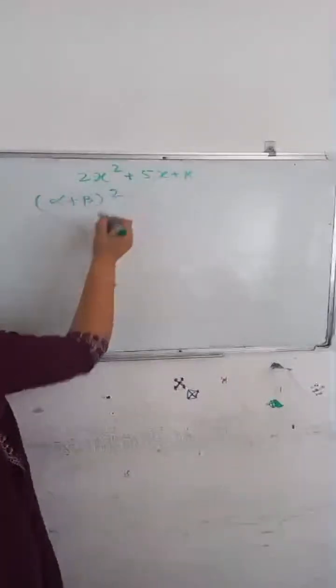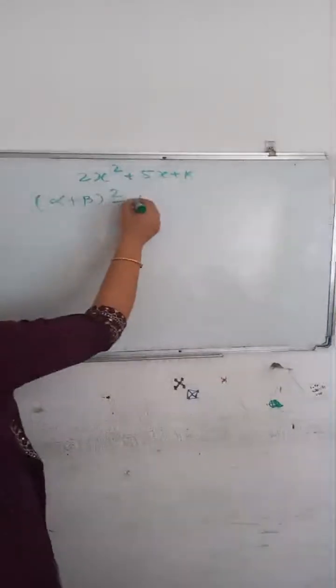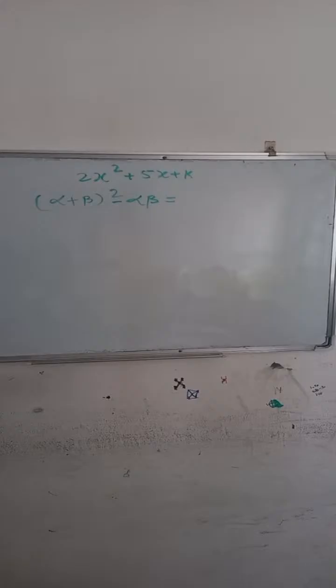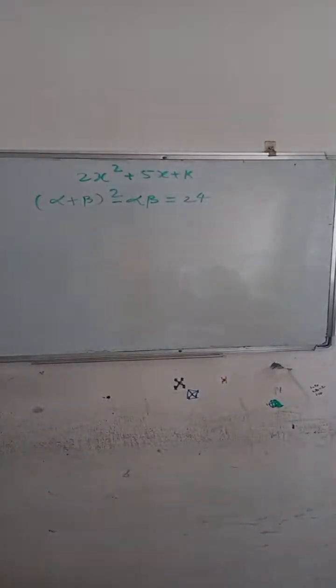such that alpha plus beta whole bracket square minus alpha beta is equal to 24. Okay, calculate this. How to calculate? We have to calculate first k.